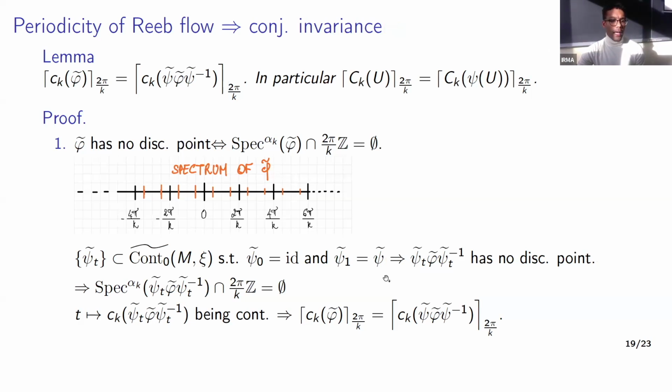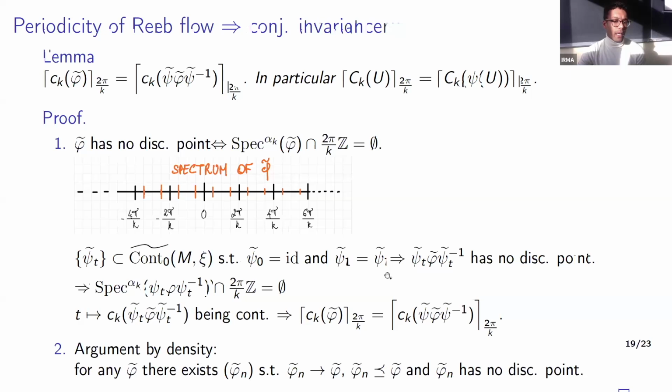Here we have made the assumption that phi did not have a discriminant point. But as I said, having a discriminant point is like a hypersurface in the set of contactomorphisms. So by density, you can always approximate something that has a discriminant point by a sequence of things that do not have discriminant points, and you get the result.